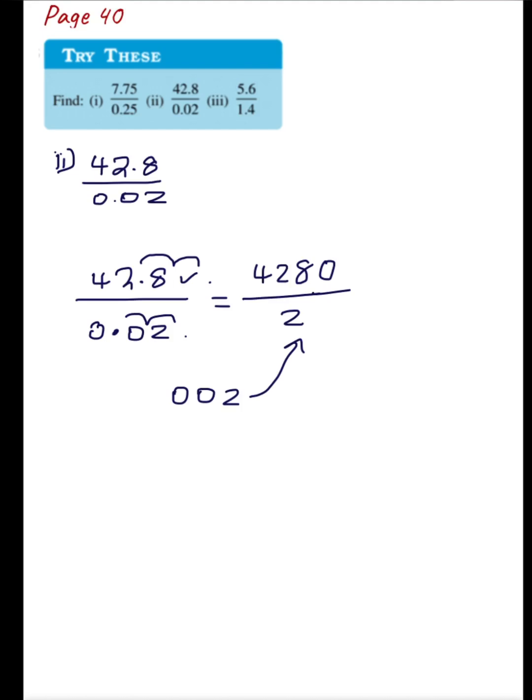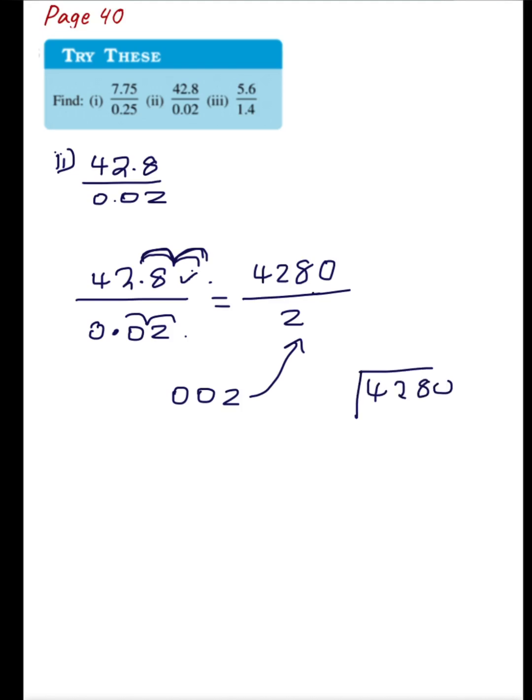In the denominator, for removing the decimal point, I have to move the decimal point towards the right side by 2 places. So I have done the same process in the numerator also. Moving this decimal point to the right by 2 places means, here there is no number, so you will have to add one 0. Understand what I have done? So that our question will turn into 4280 divided by 2. Now you can simply do that.